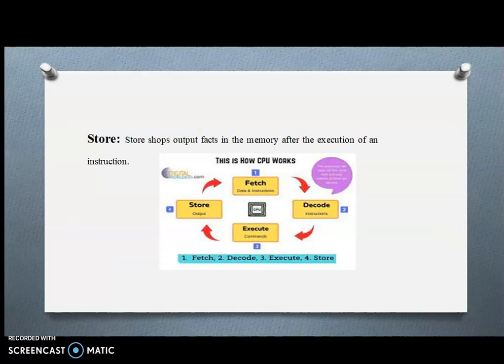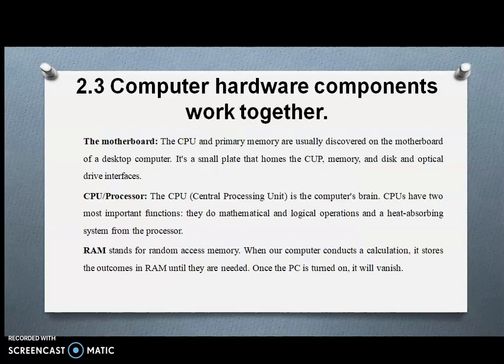Store. This step stores output data in the memory after the execution of instructions. 2.3 How computer hardware components work together. The CPU and primary memory are usually found on the motherboard of a desktop computer. It's a small plate that forms the CPU, memory, and disk and optical drive interfaces.